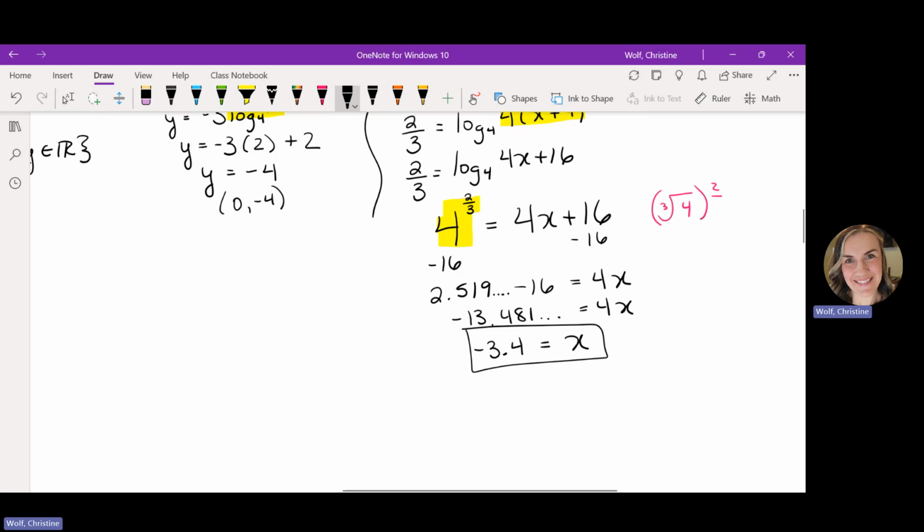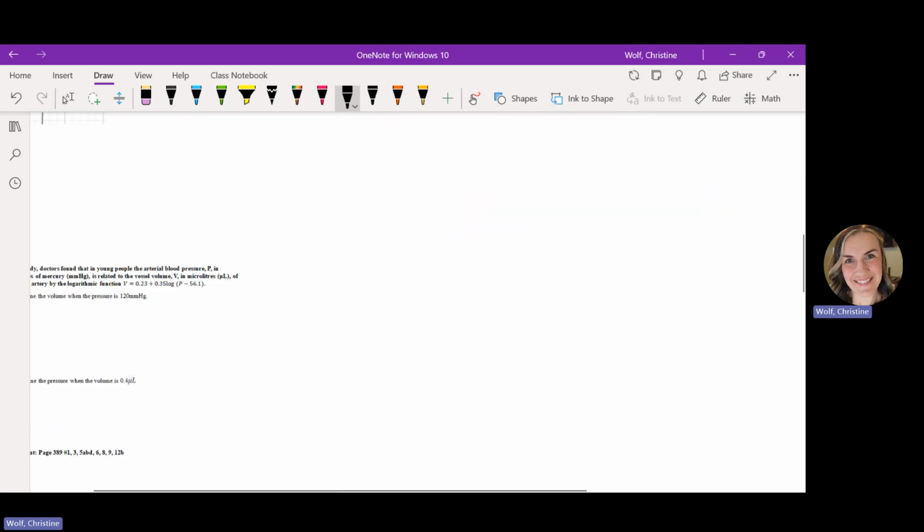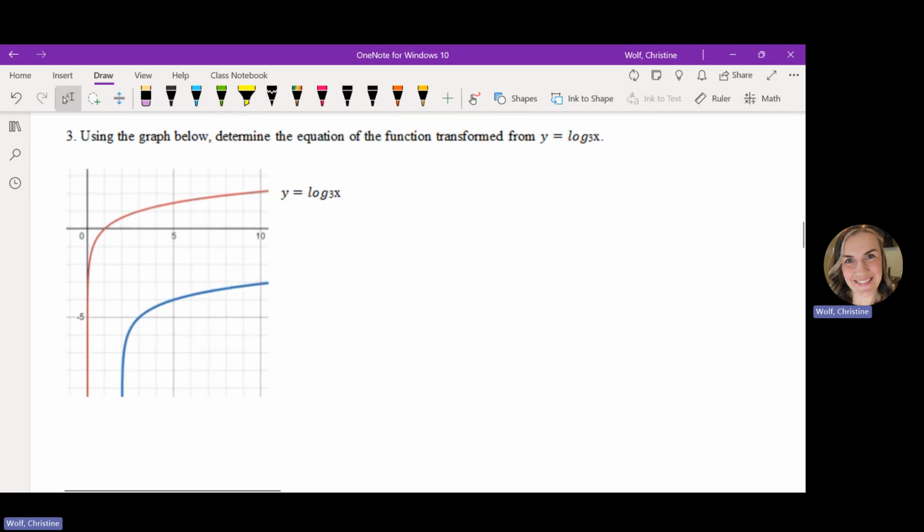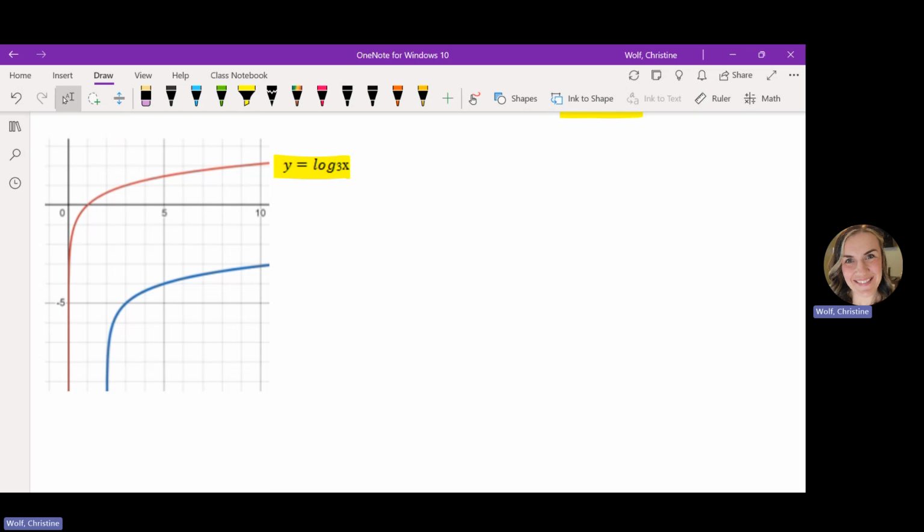Okay. I know this is a long lesson today. We're going to speed it up here with this one. This one's really quick, actually. For this one, I already give you the graph. All I am asking you to do is tell me what is the equation of the transformed function from this original. The red one on top is your original. I want to know what is the equation of the blue one. So we have to figure out what transformations happened.